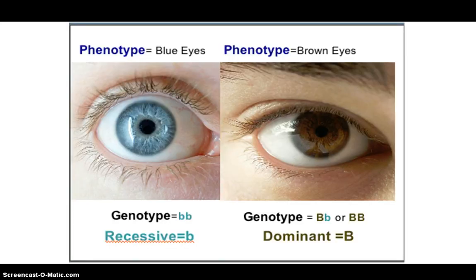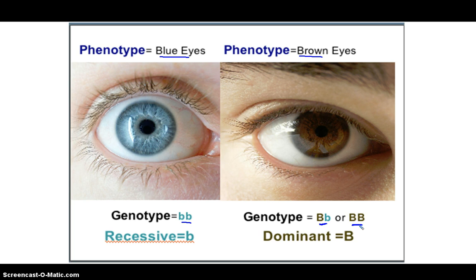Okay, so here's an example of eye color. Blue eyes are actually the recessive allele, little b. So the phenotype would be blue eyes. That's what they physically look like, yet their genotype would be little b, little b. Now brown eyes, there's your phenotype. Their genotype, because big B, the brown eye, is dominant, could be big B, little b, or big B, big B. So it could be either.